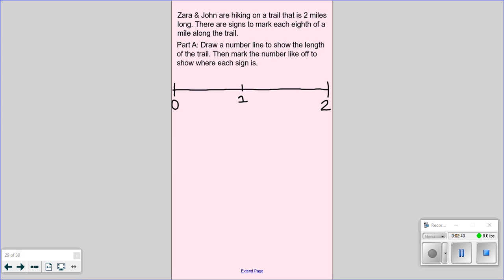I now need to show all those mile markers. How often did they see one of those signs? Each 1/8 of a mile. That tells me I need to break my number line into 8. How do I do that? How do I break my number line into 8?